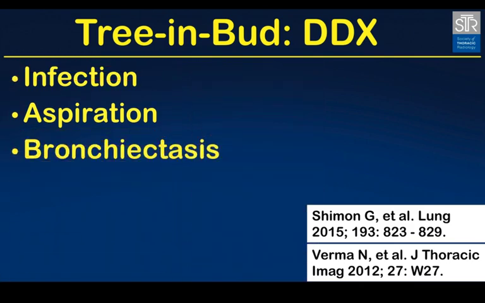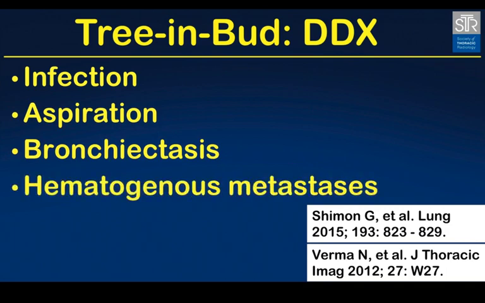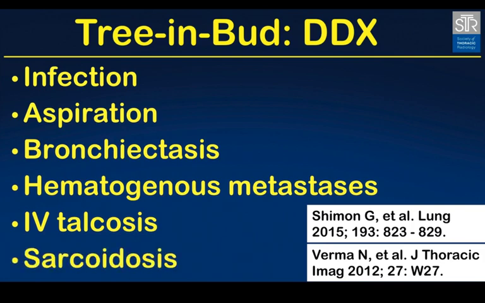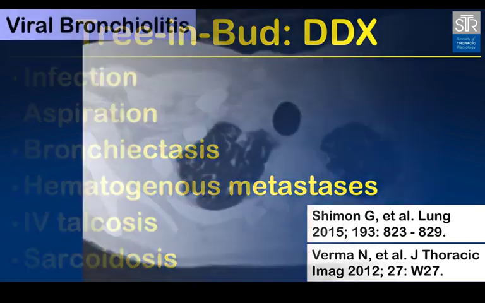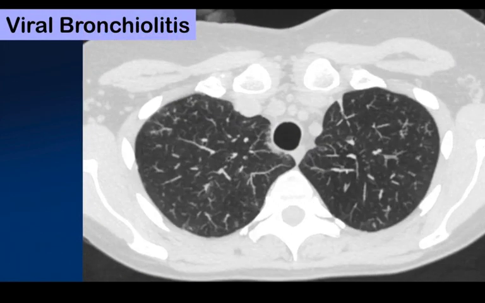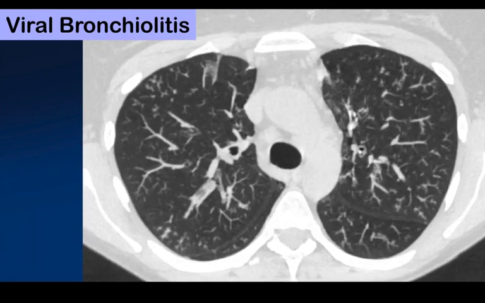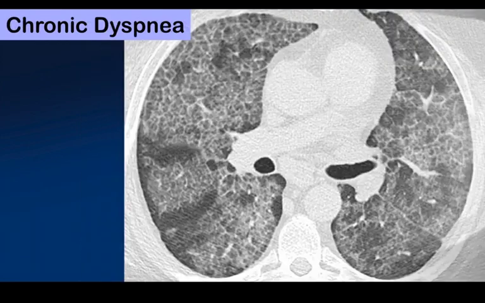Other things that can cause tree-in-bud: any cause of bronchiectasis with distal mucoid impaction can manifest with tree-in-bud opacities. You can get hematogenous metastases that simulate a tree-in-bud appearance on CT. IV talcosis, that's injection of drugs cut with talc or cellulose material, can cause a granulomatous vasculitis and pneumonitis that simulates the appearance of tree-in-bud on CT. And even sarcoid on occasion can have a tree-in-bud appearance. This was a case of viral bronchiolitis, in this case adenoviral infection, manifesting with tree-in-bud opacities.